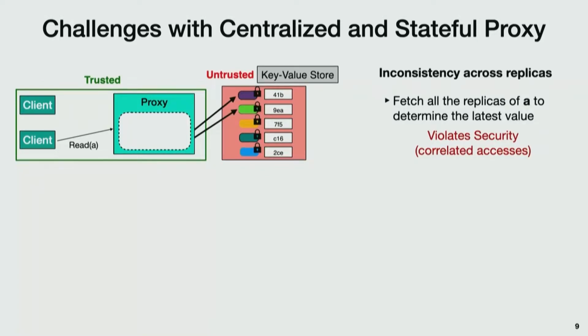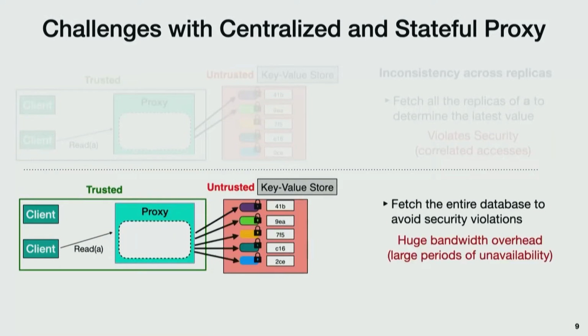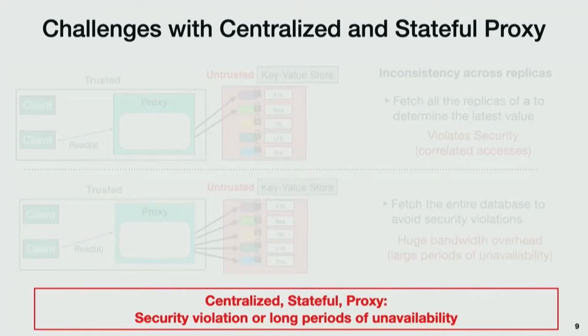In order to get around the security violation, one could imagine fetching all the replicas such that the adversary is not able to see any distribution sensitive information. However, this clearly leads to huge bandwidth overhead and large downtimes for your system. In short, a centralized stateful proxy system will have either security violations or long periods of unavailability, besides the obvious challenges with scalability.